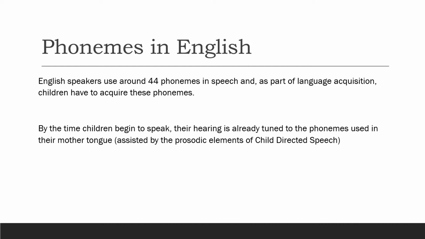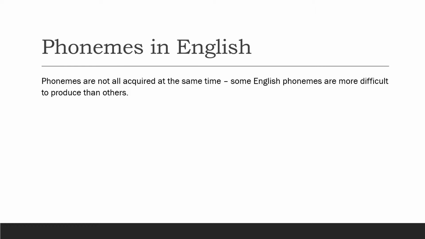English speakers use around 44 phonemes in speech, and we say around because it depends on the accent that they use and whereabouts in the country they come from. This is going to have an impact on the children as well, so they will pick up the accent of the people around them, people using the child directed speech with them, their caregivers. And this is something that we will take into consideration later on when we're looking at how children pronounce words. One of the things that we need to consider is what accent they're pronouncing those words in.